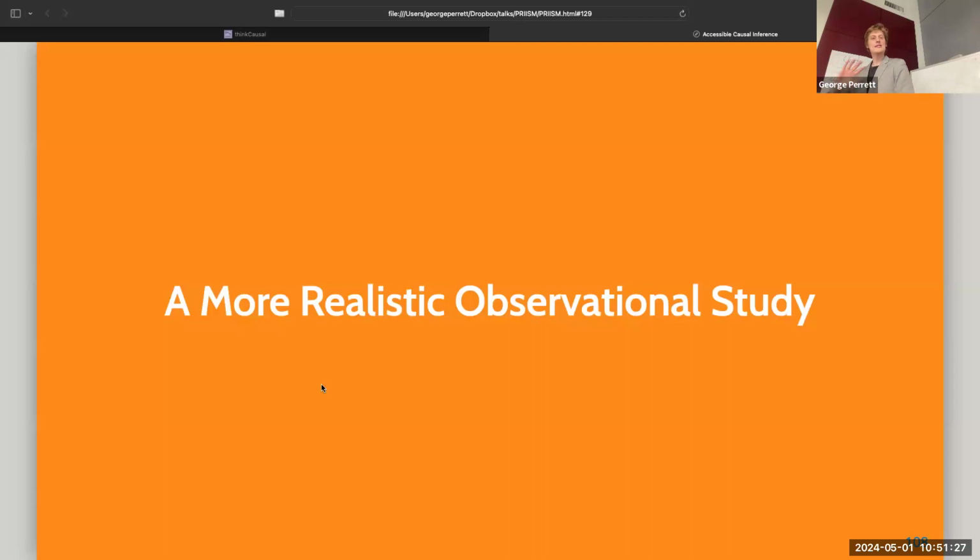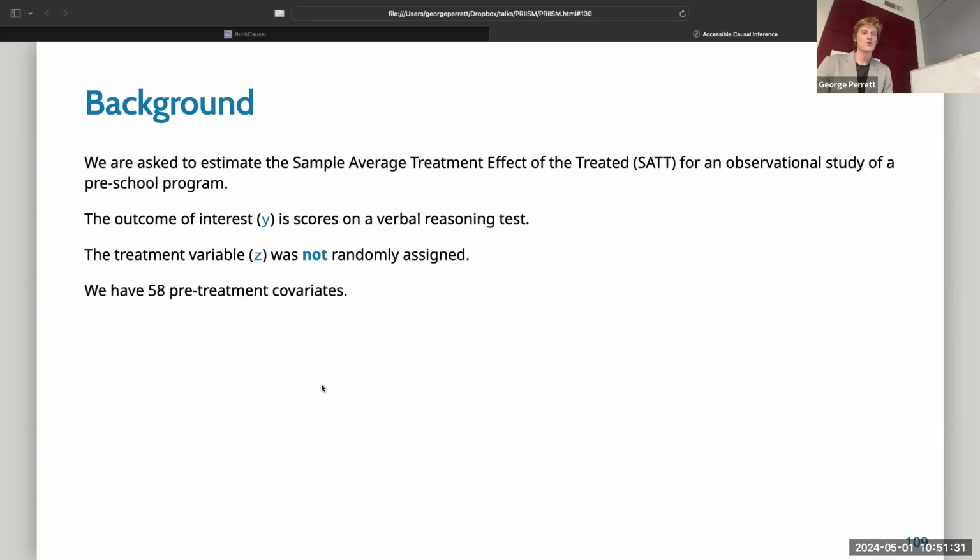So to point this out, we're going to look at a slightly more realistic observational study. Imagine we want to estimate the sample average treatment effect, but only for the treated people, similar to the SATE, but a little bit different, of a preschool program. So we have this preschool program, that's the treatment. Our outcome of interest is scores on a verbal reasoning test, and the treatment variable Z, it's not randomized. So our treatment's not randomized, and what that means is there could be a lot of confounders.